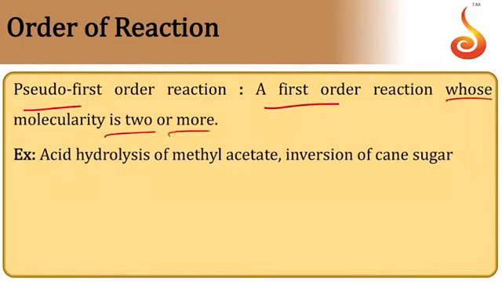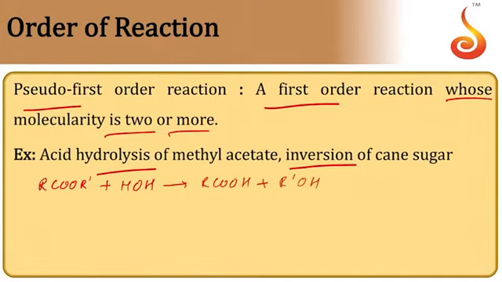Suppose when you take a reaction like hydrolysis of ester or inversion of sugar, let us see the reaction like this. Say ester, COOR dash, plus water giving rise to acid plus alcohol. Now for this, the expected rate law, the expected one.